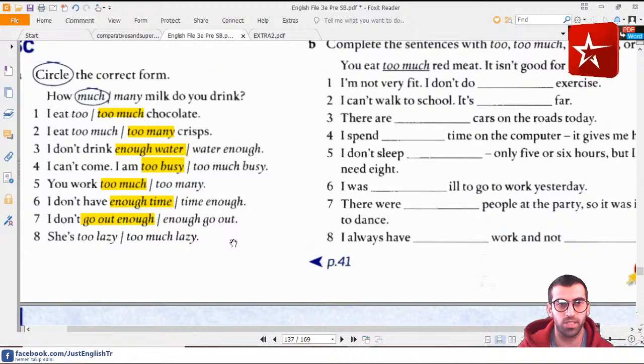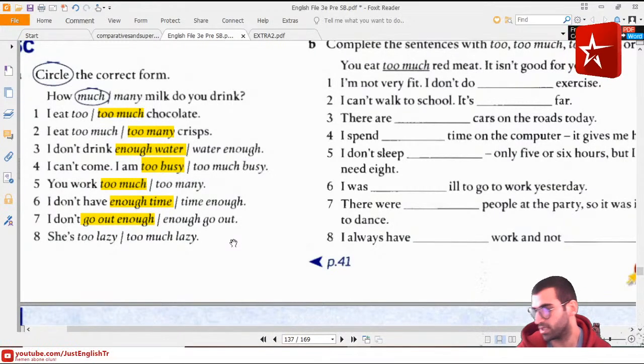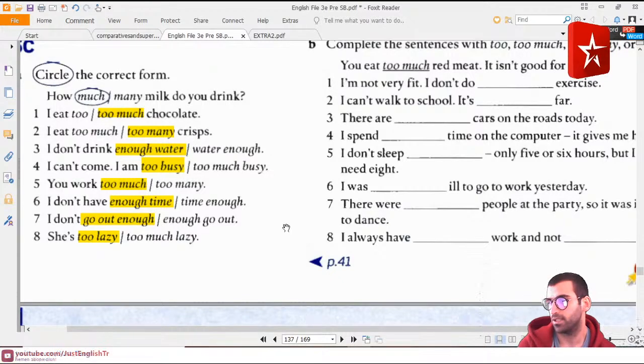And number 8, she's too lazy or she's too much lazy. Sıla says too lazy. Yes, too lazy is a correct answer. Guys, thank you so much. Too lazy is a correct answer for this sentence. All right, thank you.